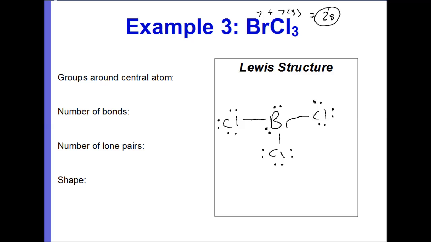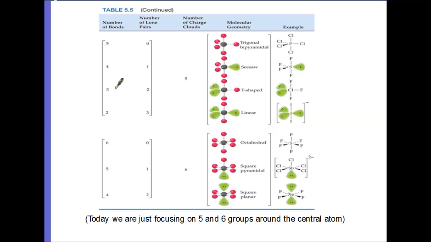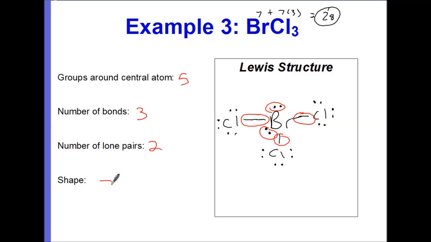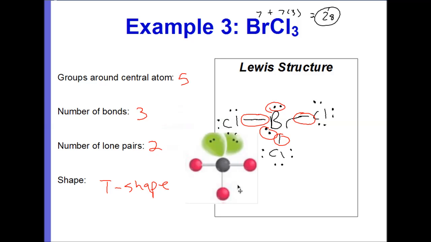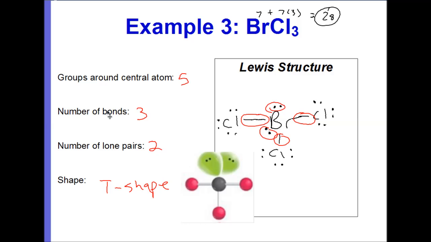Let's count the groups up. We have 1, 2, 3, 4, 5. So we still have 5 groups. Out of those 5, 3 are bonding, 1, 2, and 3, and we have 2 lone pairs. So let's take a look at the table. We have 3 bonding and 2 lone pairs, and this right here is going to be my shape. It's going to be T-shaped. Looking at the drawing, it looks like a T with 2 lone pairs at the top. So that is the T-shape with coordination number 5.